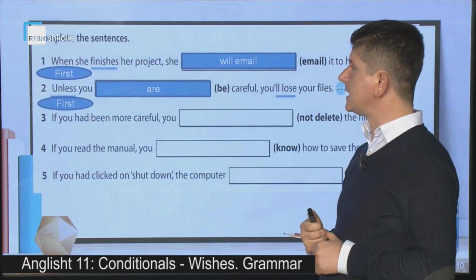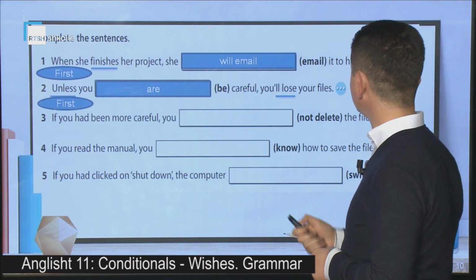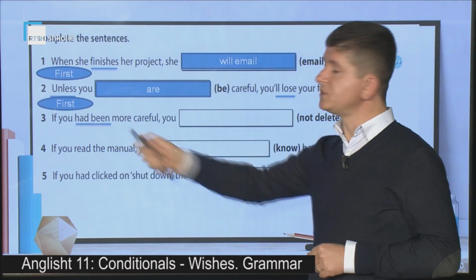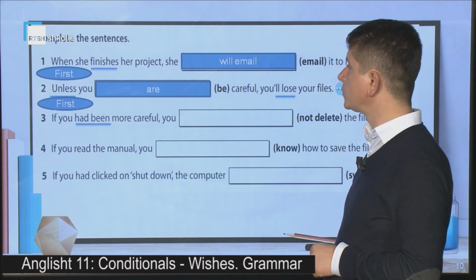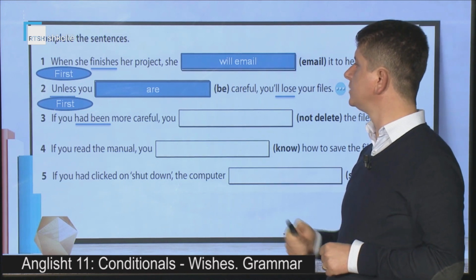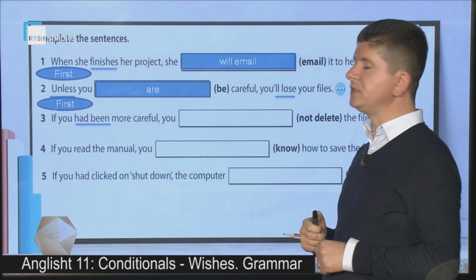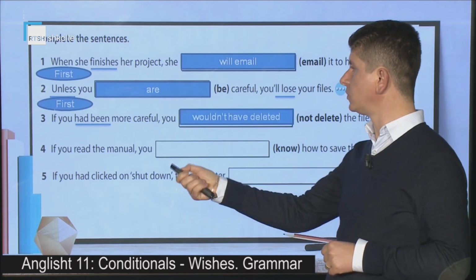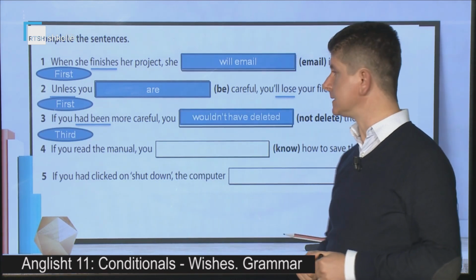Let's look at the third example. "If you had been more careful, you would not delete the file." Again, the verb here is "had been," which is in the past perfect. It means we have a third conditional sentence, and we need "would have" here. "If you had been more careful, you wouldn't have deleted the file." So it is a third conditional sentence.